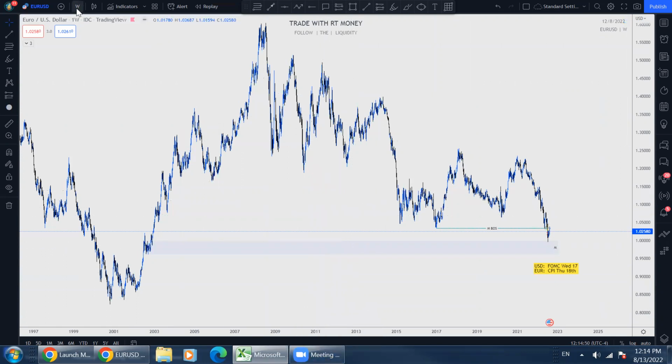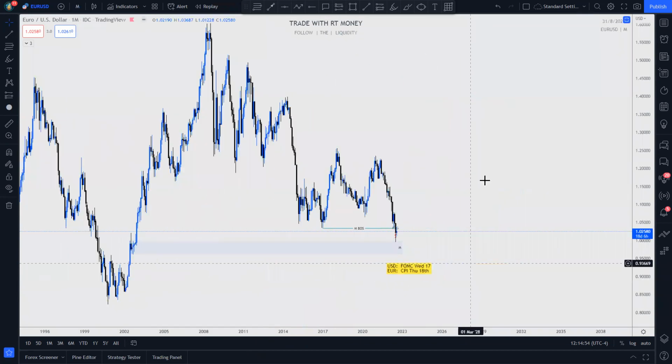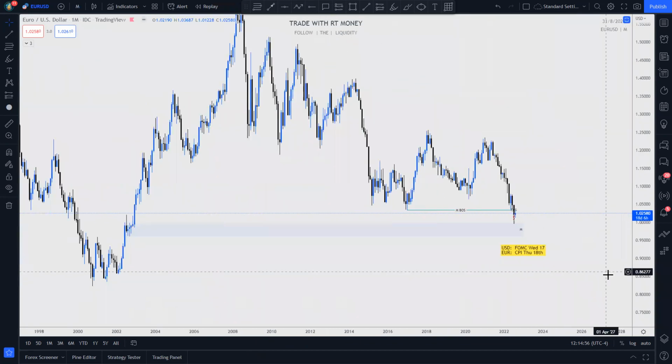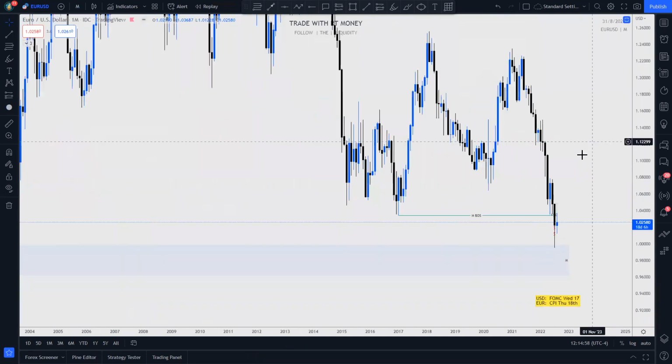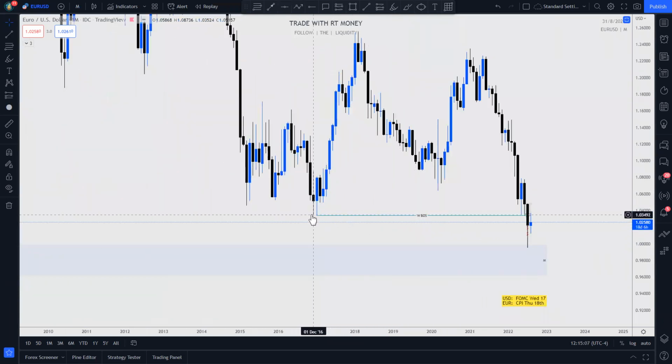Let's look at the monthly. I want you to see that every candle on this chart represents a month, and we've been trending down for months. This is a very bearish market. Once we break this significant low from 2017, you know we are very bearish.